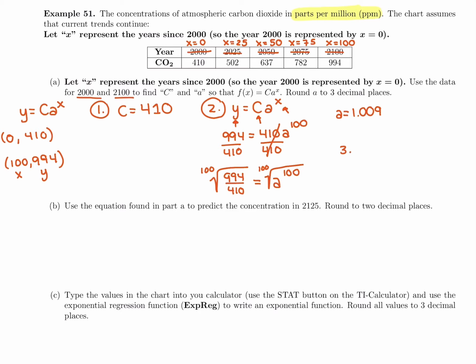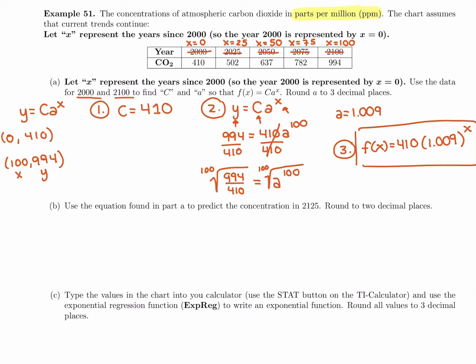And my final step is to write the function. It says call it f of x equals 410 times 1.009 raised to the x. Plug in any x year after 2000, and you can get out the carbon dioxide in parts per million, which is what we're going to do in the next step.